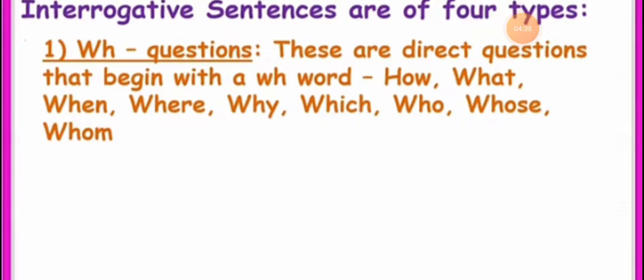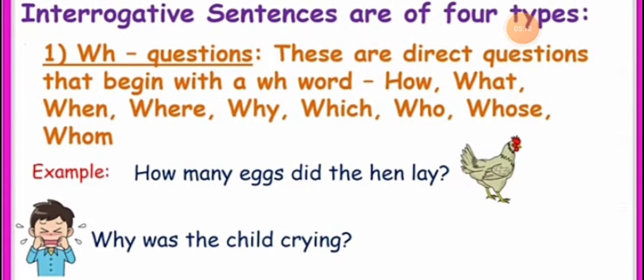Interrogative sentences are of four types. First one, WH questions. These are direct questions that begin with a WH word. For example, how, what, when, where, why, which, who, whose, and whom. All these words have WH in them, that's why they are called WH questions.